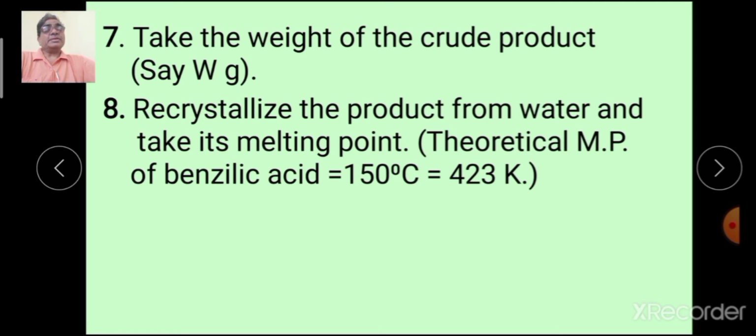Therefore, if the product gives the melting point 423 Kelvin, the benzilic acid is formed. Thus, this is the preparation of benzilic acid.